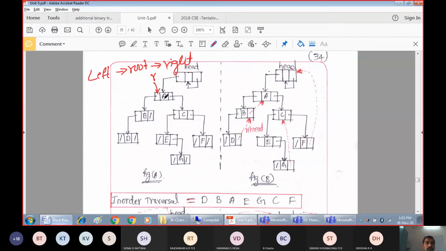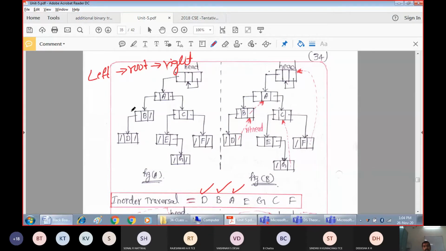Now, to write the in-order traversal, start from the root node. First, you should not process this. First, you should go to the left subtree and process it. Whenever you are present here, go to the left subtree first, which is not there. Come back and process the root node. That means D is printed first. Then you process the root node B. Then you come back and process the root node A.